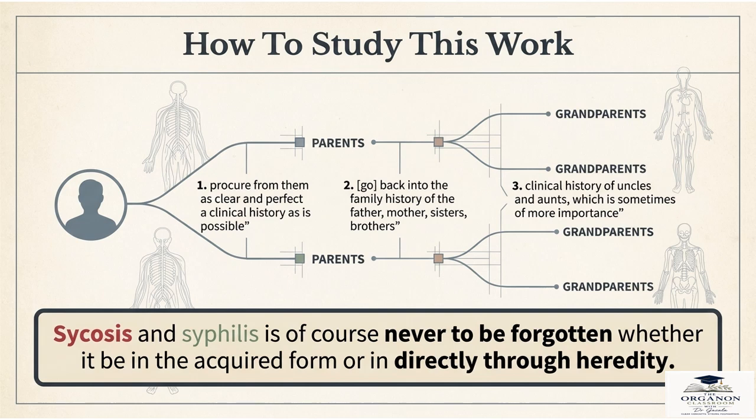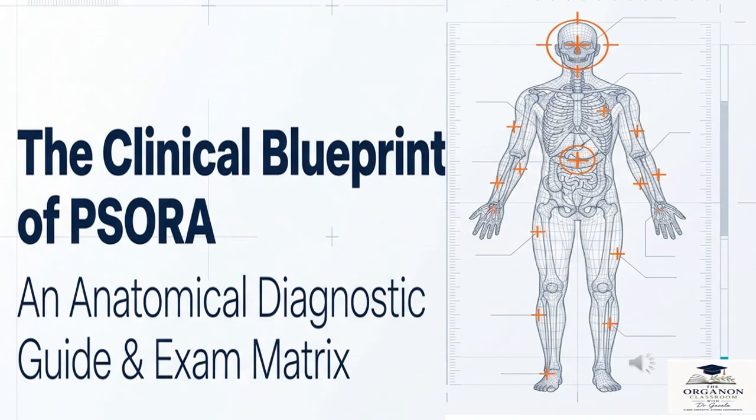ठीक है, सो दैट उसका रेफरेंस लेते हुए we are going to say that psychosis and syphilis is of course never to be forgotten, even if it is in acquired form or directly through heredity. The clinical blueprint of Psora means the clinical symptoms that we are going to see across in Psora as a miasm, which will come in predominantly in a psoric patient.